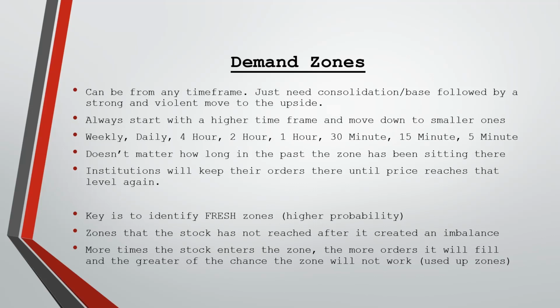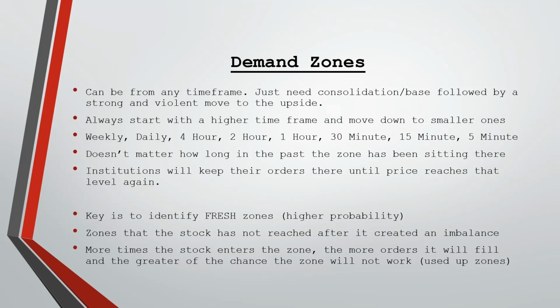So we have all those orders at this level. A fresh zone is a zone where the imbalance originated and the stock hasn't reached that zone. So those unfilled orders will still be there, and those unfilled orders will still be at that quantity that it was when the stock first moved away from that zone. The more times the stock enters the zone, the more orders it will fill, and the greater the chance the zone will not work. Those are called used up zones.